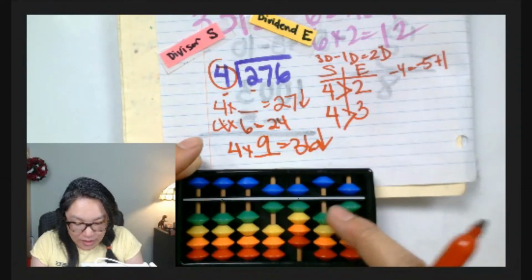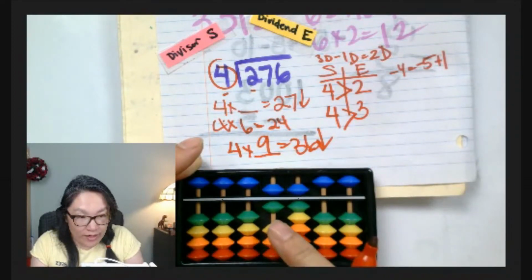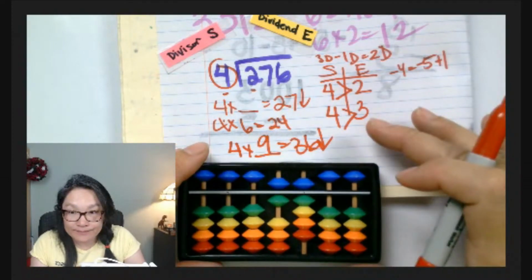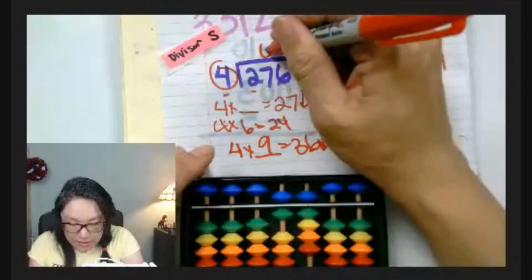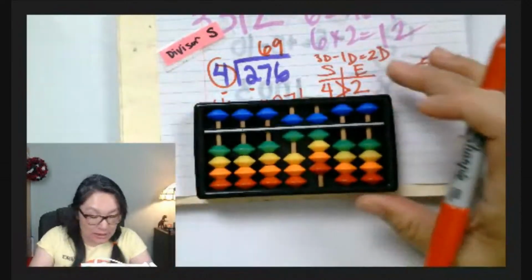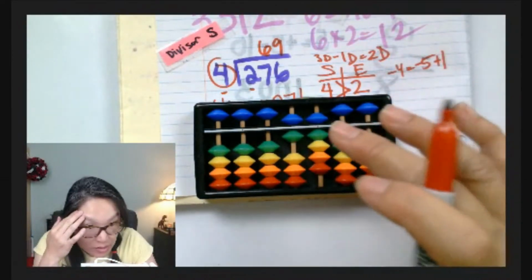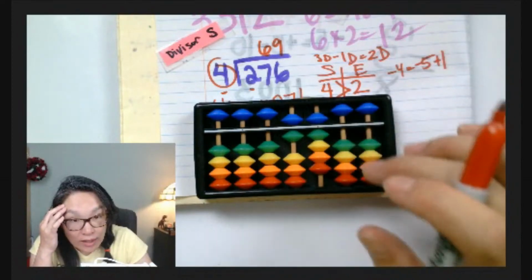I take away 30 and I take away 6. So my final answer is 69. 69. That's my final answer. But the reason why we put the dividend on the abacus is so then it helps us track our answer.